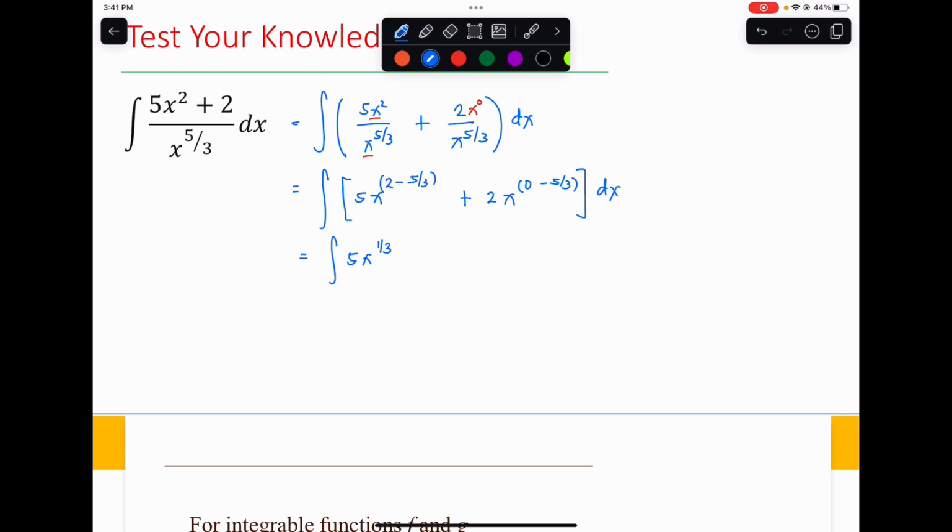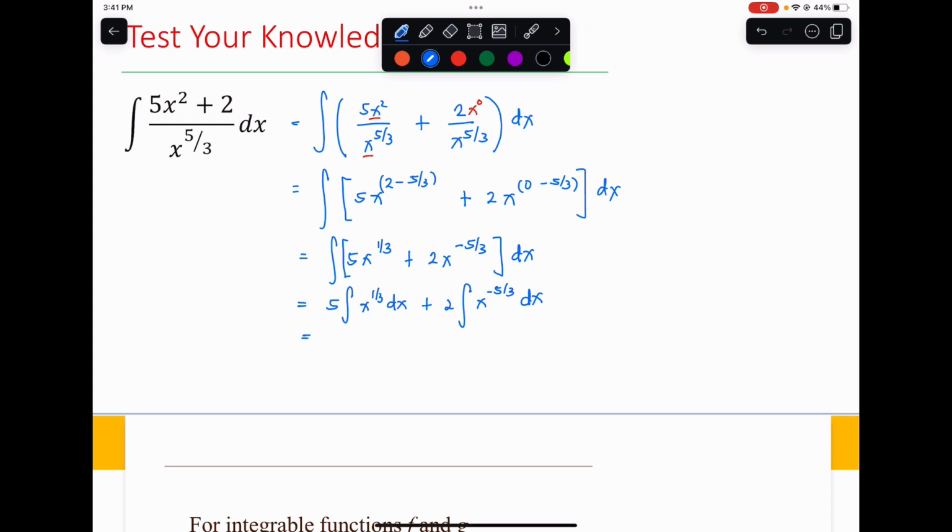So x raised to 1/3, and then we have plus 2x raised to negative 5 over 3 dx. So this is the same as 5 times the integral of x raised to 1/3 dx, then plus 2 times the integral of x raised to negative 5 over 3 dx.